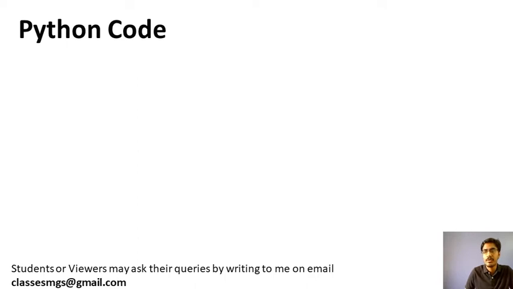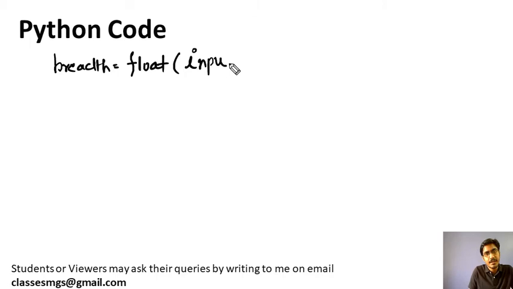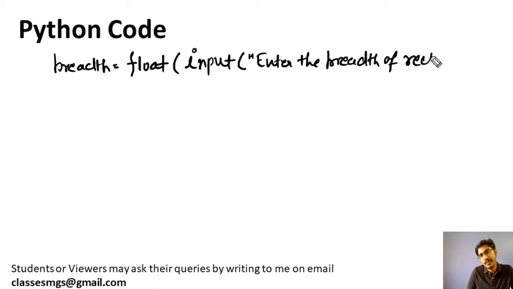Now we will see the Python code. Python code will be very simple. We will take two inputs into two variables. Breadth can be a floating point number, so I am taking it as a float. Then I am taking input method, "Enter the breadth of rectangle." This is how the message will be displayed on the screen.